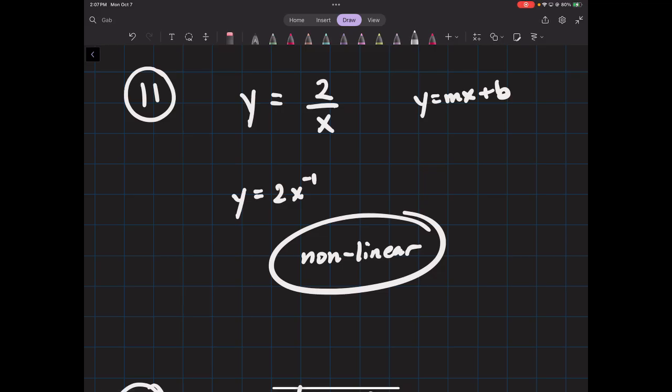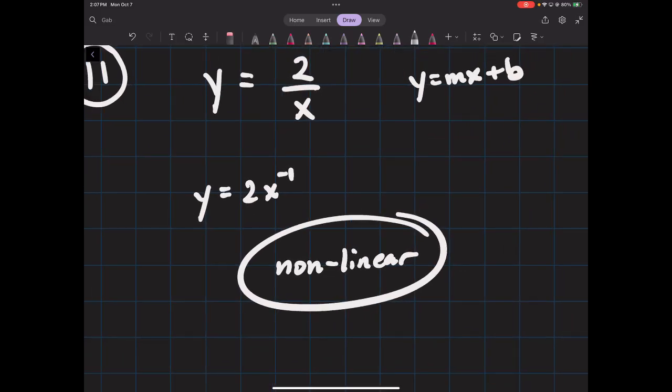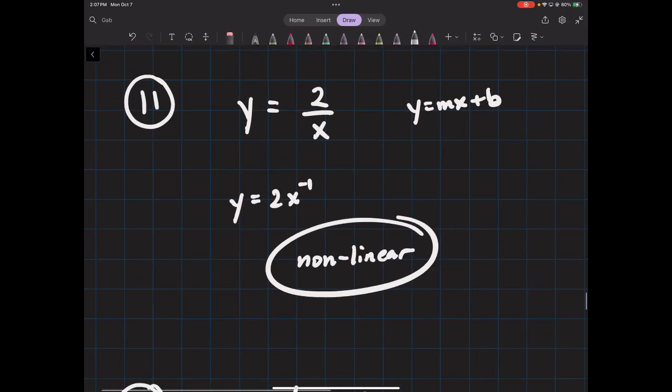Wait, how's it non-linear already? The power of x is negative 1. It's not 1. It has to be positive 1. So what if it was on top? Yeah, that'll be fine. If it was like 2x, then it's linear. So if the x was on top, it would be linear. If the x is on the bottom, it's not linear.